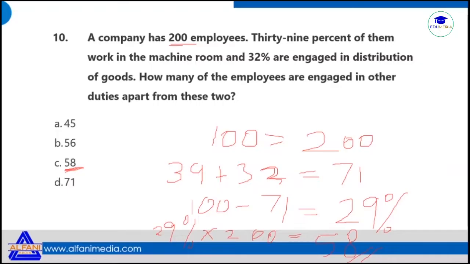So this is one way of doing it, just working with the percentages. We have 32 and 39 together, and then you take it from the 100%, since 100% is something that is full. Now 100% minus that gives us 29%, and 29% times the 200 will give us the actual figure of employees. Another way is to do 32% of 200 to get the actual figure, and 39% of 200 to get the actual figure. Whatever you get, you subtract it from the 200.